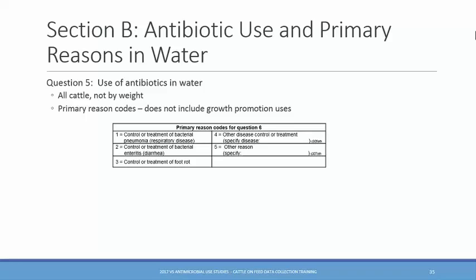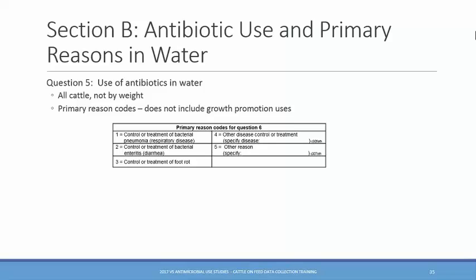Okay, so we are now on section B, question 5, and we are covering the antibiotics used in water for cattle, going back to my questionnaire here. For steers and heifers placed on feed, were any antibiotics given in water during the period in calendar year 2016? So importantly here, this is all cattle. This is not by weight. This is for all of the steers and heifers, so you don't need to separate this by weight.